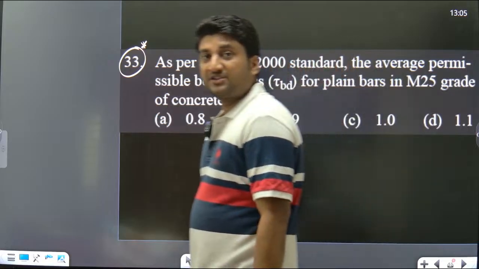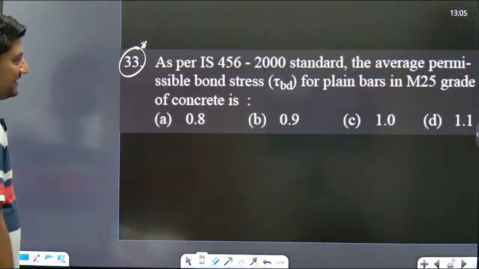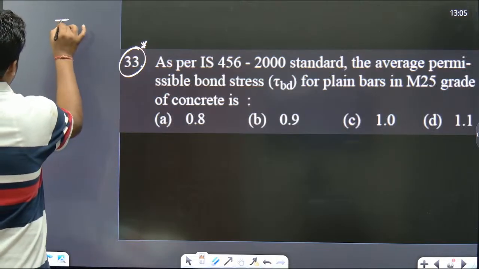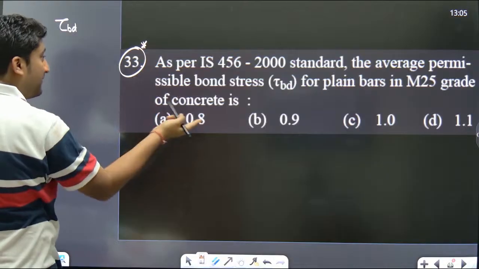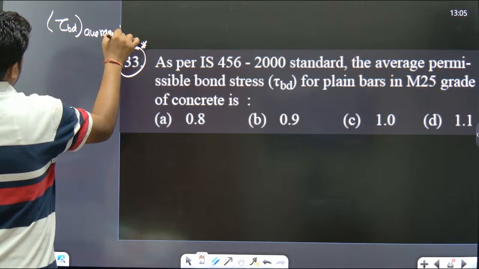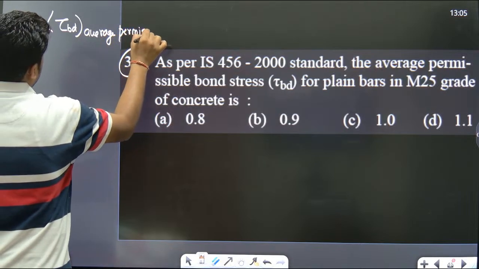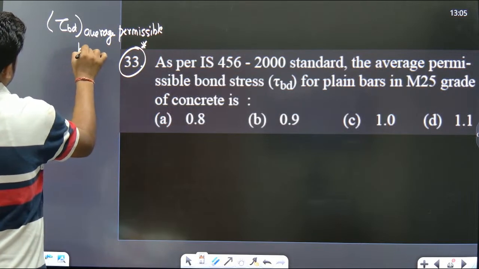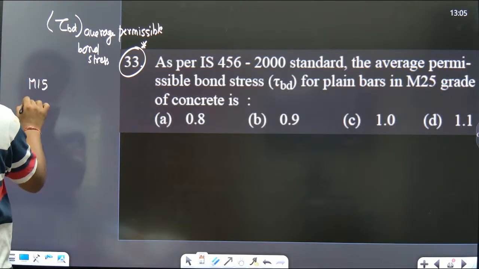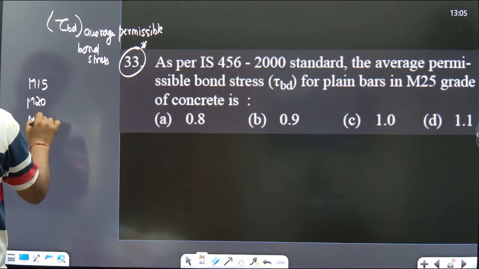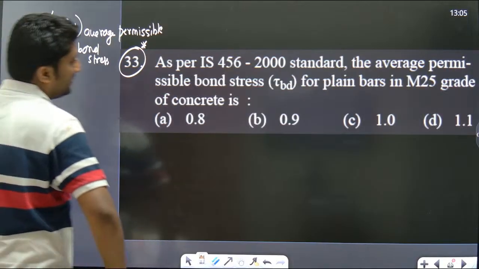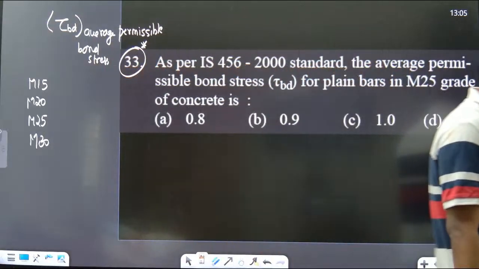Average permissible bond stress. Now please look very carefully. Now look, this is tau BD, average permissible bond stress. This is not the maximum value. For M15, M20, M25, M30, and so on, what are these values?